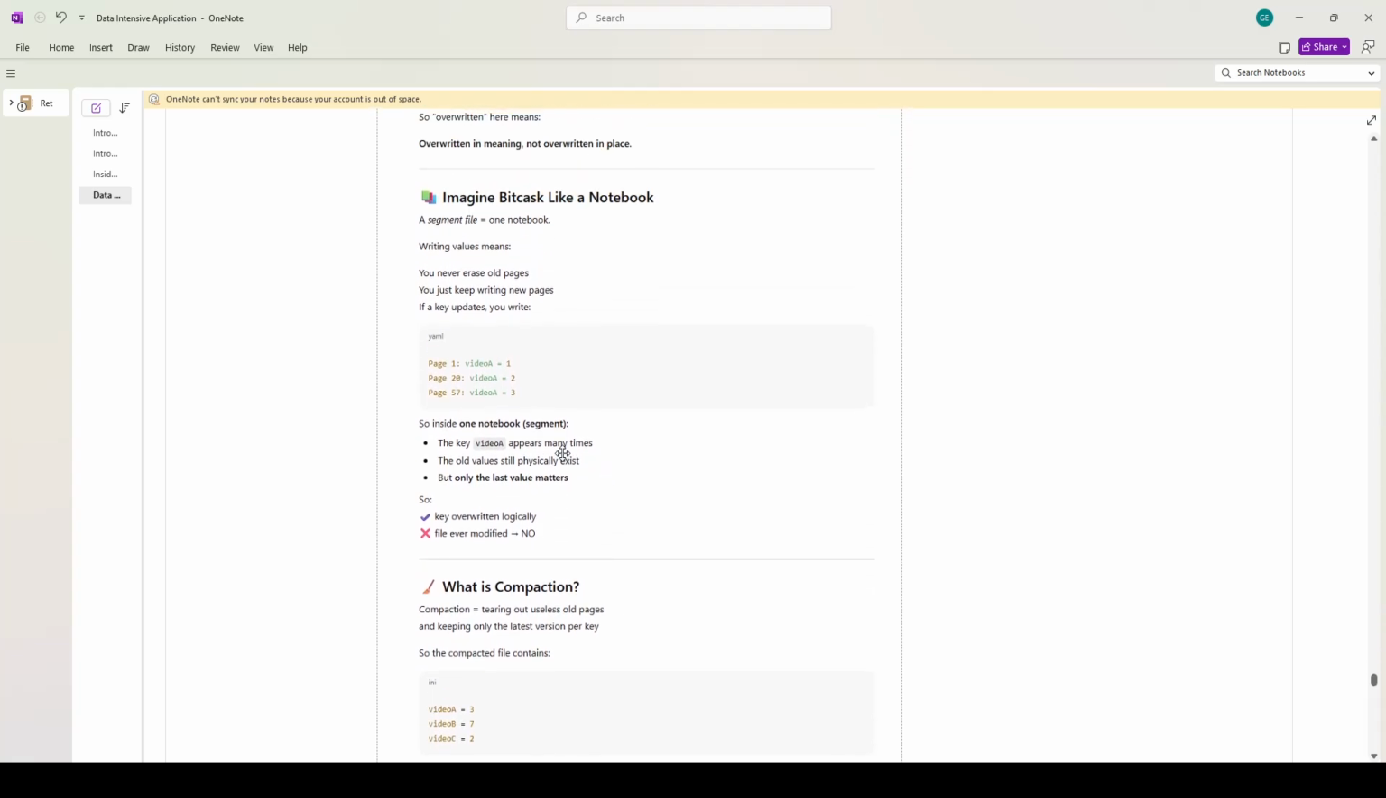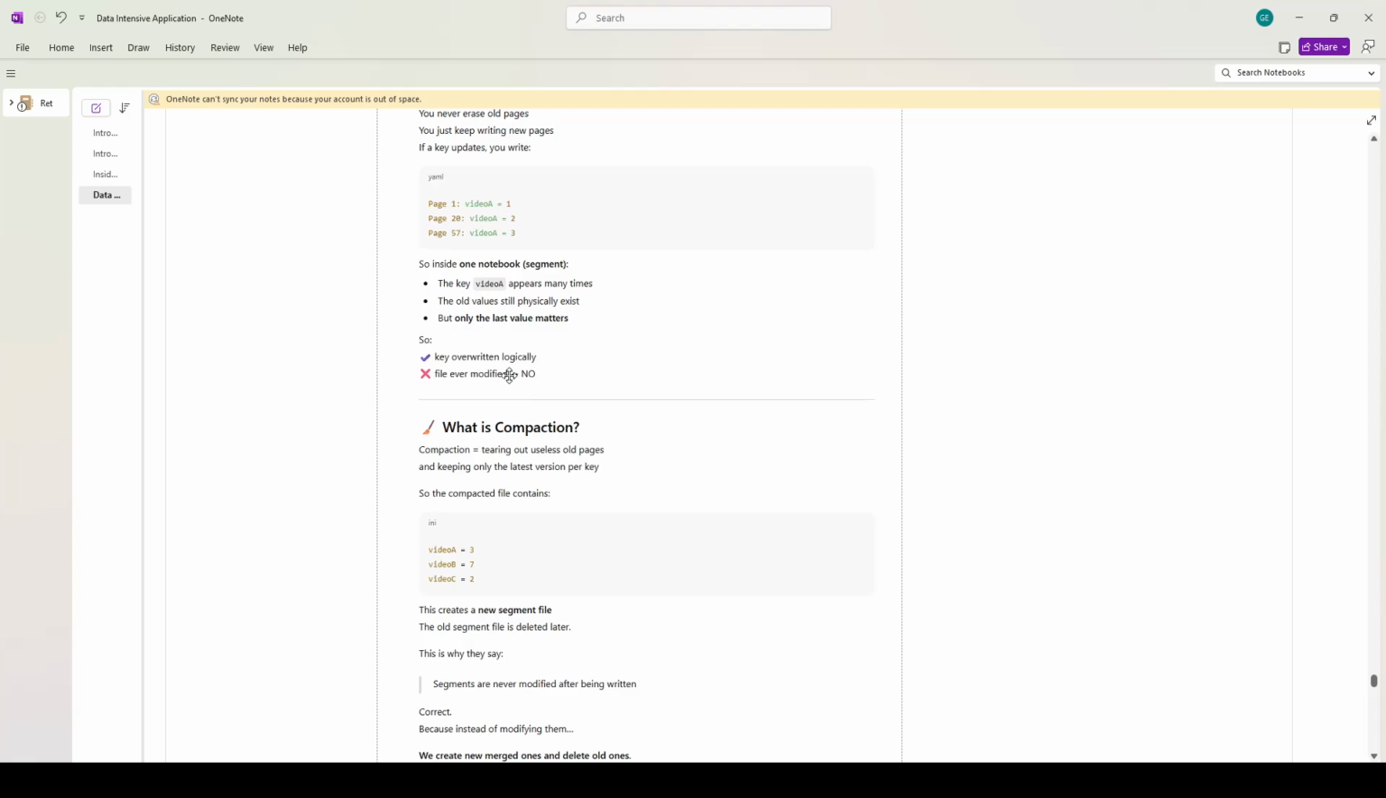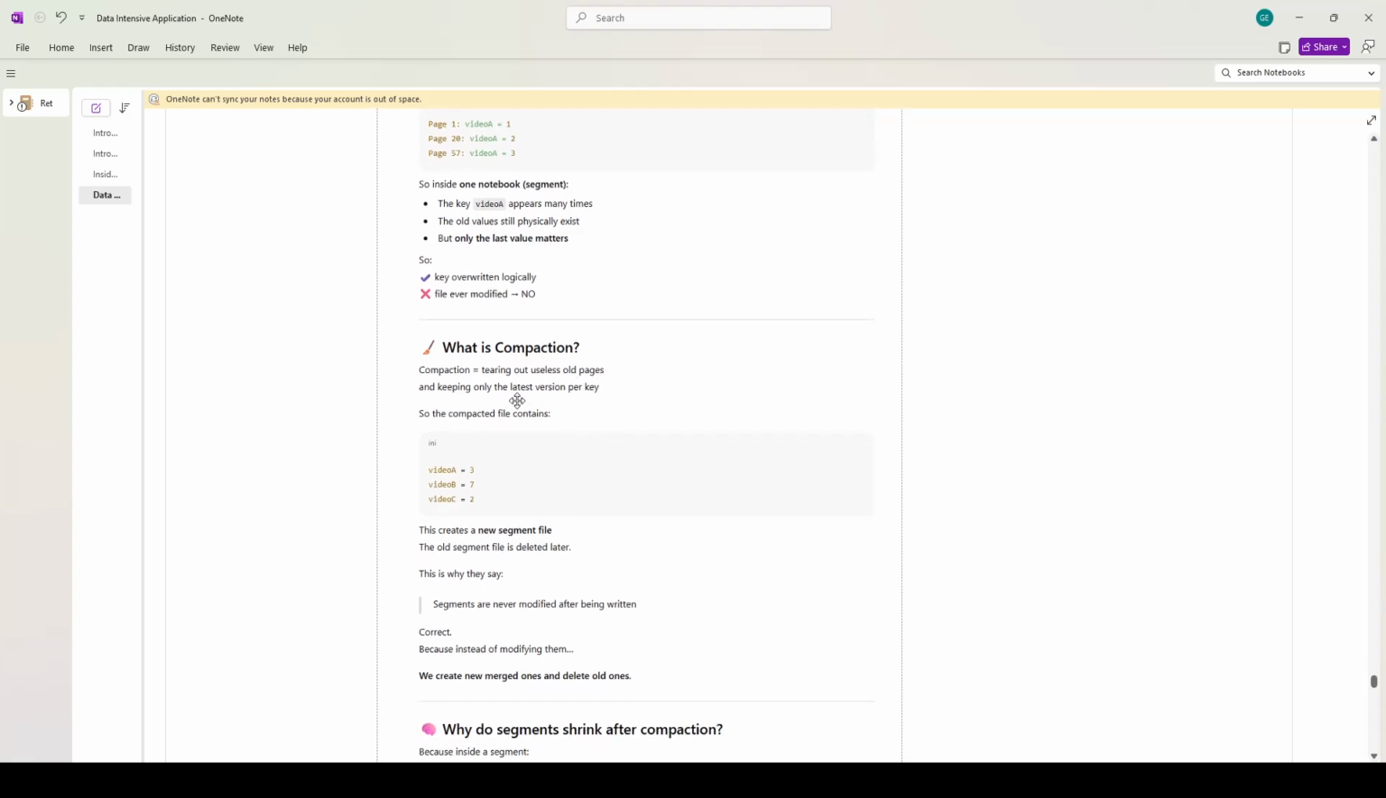So inside one notebook segment, the key video A appears many times. All values still physically exist, but only the last value matters. So the key is overwritten logically. Is the file ever modified? No. What is compaction? Compaction equals tearing out useless old pages and keeping only the latest version per key.